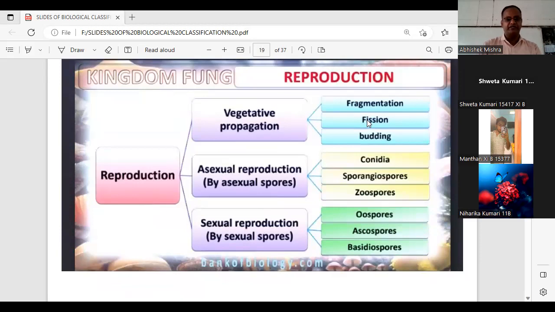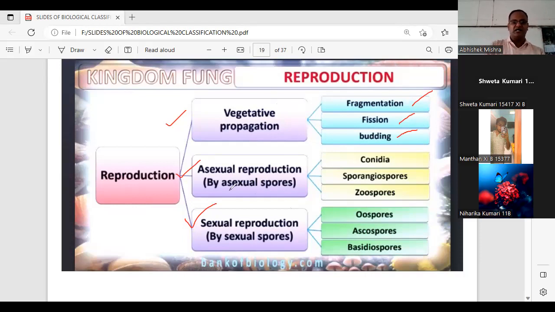Now, the reproduction of the fungi. The fungi have three types of reproduction: vegetative, asexual, and sexual. Vegetative reproduction is of three types: fragmentation, fission, budding. Fragmentation, where the filament, the thread, cuts, and each thread develops into a new organism. Fission, one organism divides to form a number of organisms. It can be multiple or binary also. Budding, a bud develops as an outgrowth, detaches from the main body and grows as an individual organism.